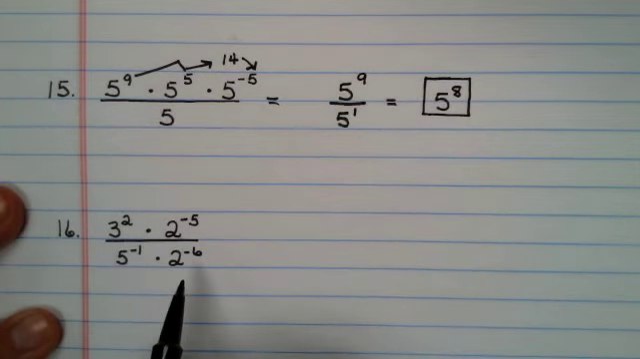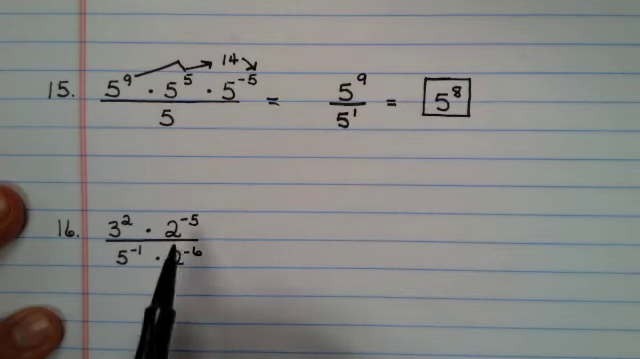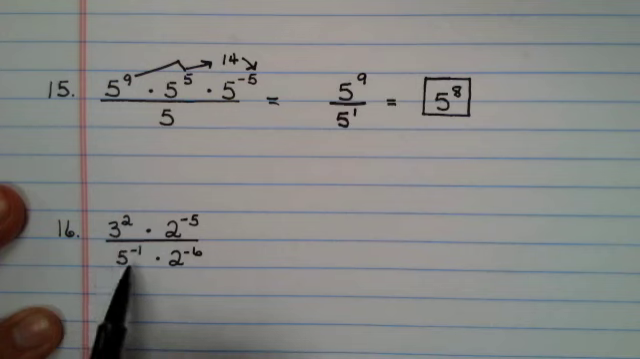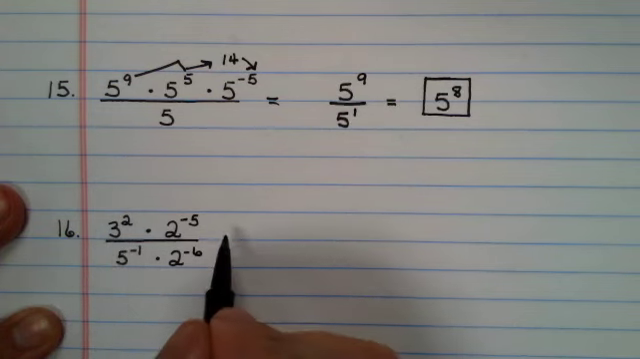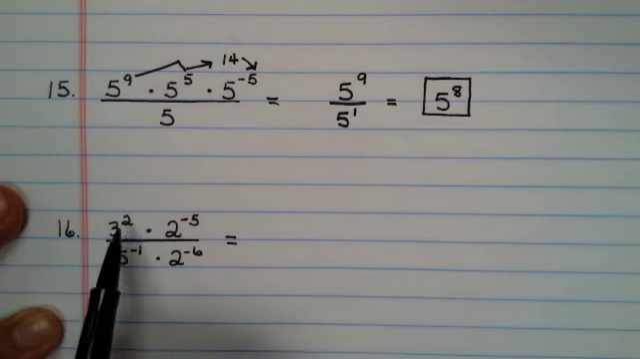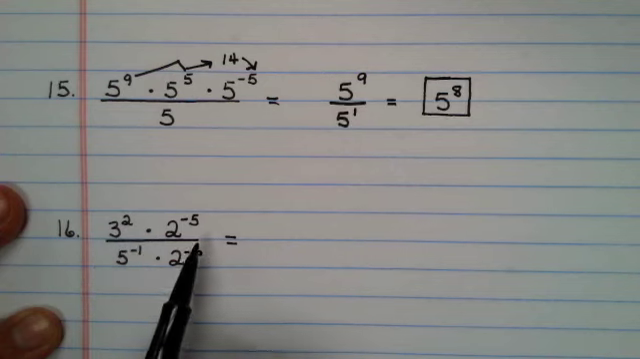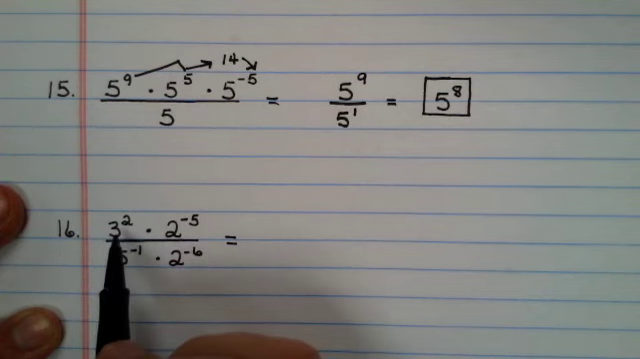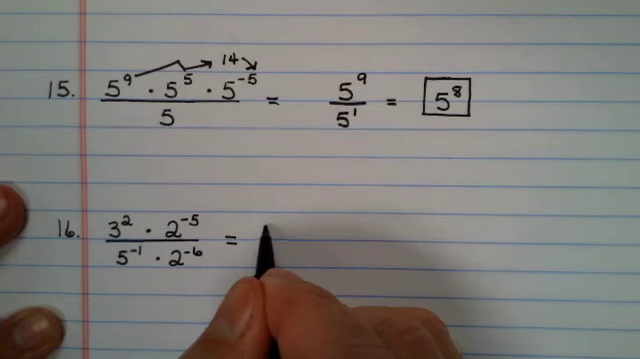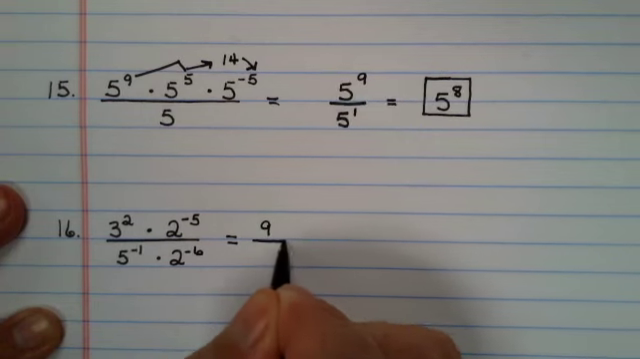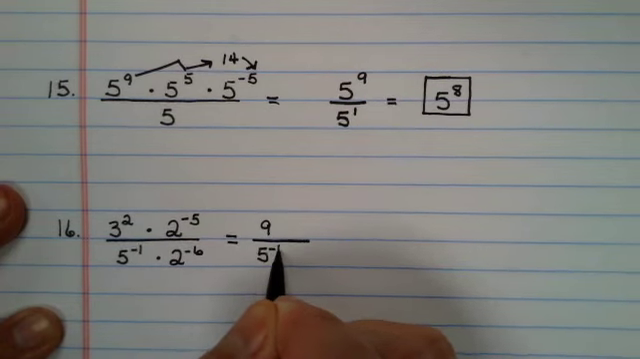Again, I look and see if I have anything that has the exact same base. This right here has the exact same base. These do not have the same bases or the same exponents. So I'm going to go down, and I'm going to resolve as much as I can using some of these rules. Like this. 3 to the second power is 9. 5 to the negative first power.